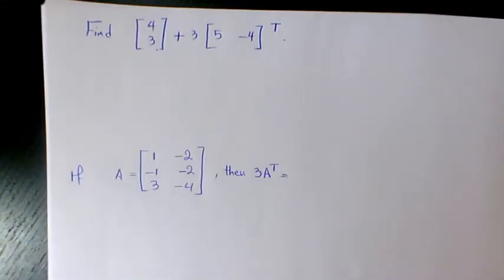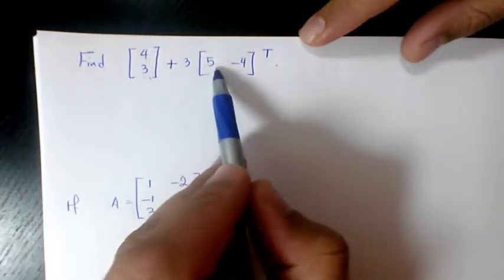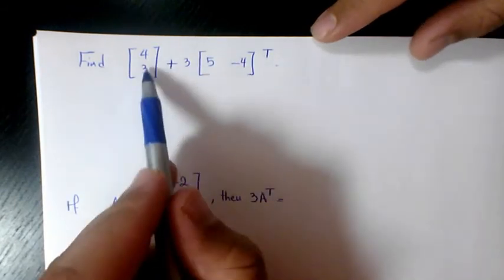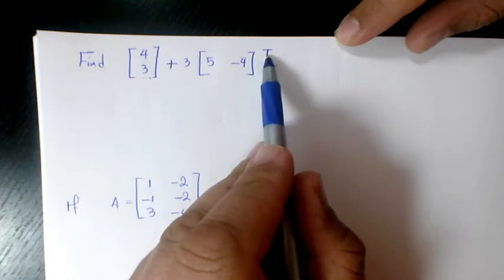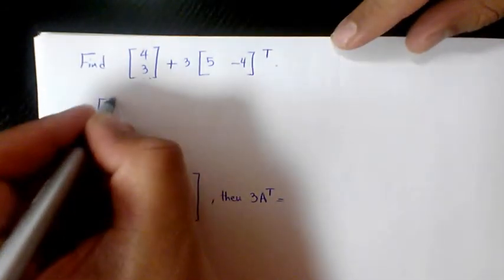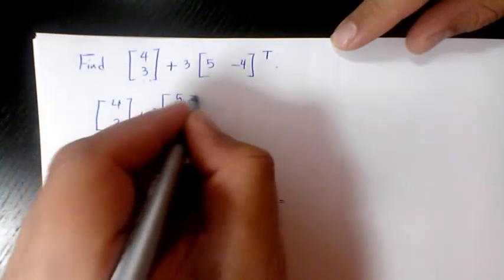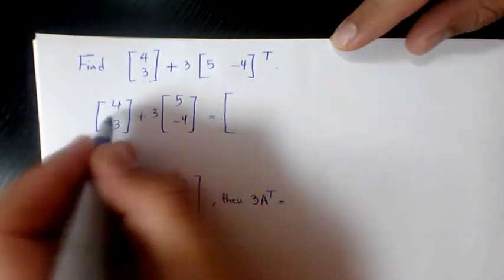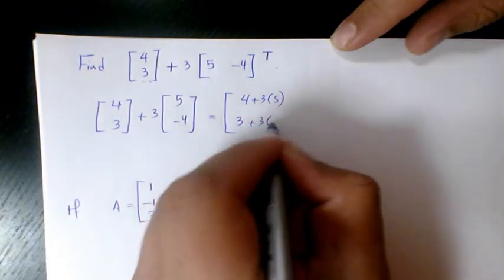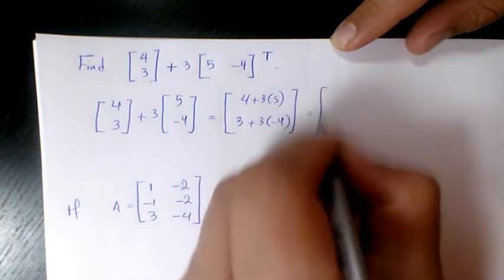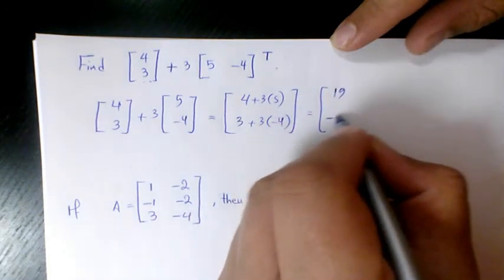Next example, it says find this matrix plus 3 times the transpose of this matrix. So this one is 2 by 1 and here is 1 by 2, but since we're looking for the transpose of it, it's going to be 2 by 1. So it's going to be 4, 3 plus 3 times 5, negative 4. So that's going to be the transpose. So that's going to be 4 plus 3 times 5, 3 plus 3 times negative 4. That's going to be 19. Here is going to be negative 9.